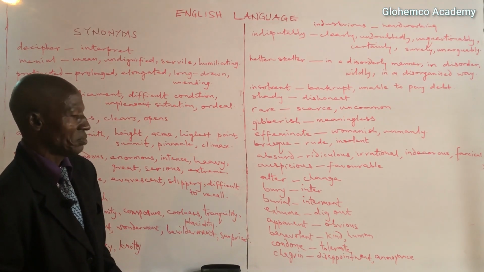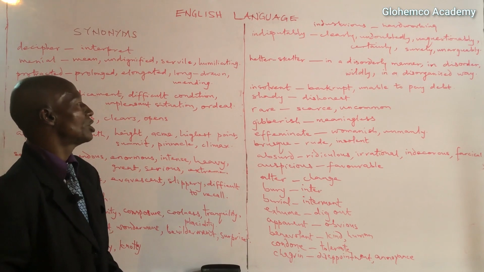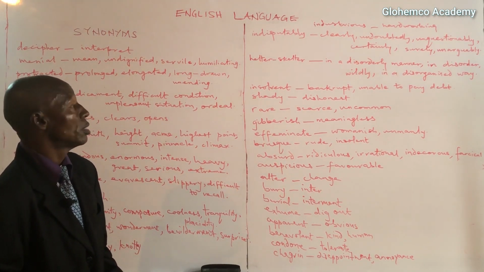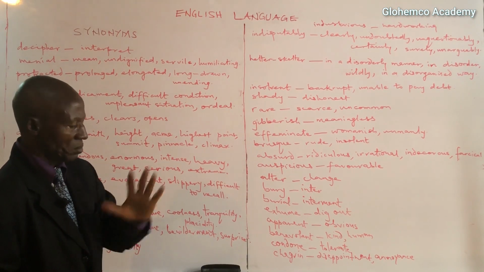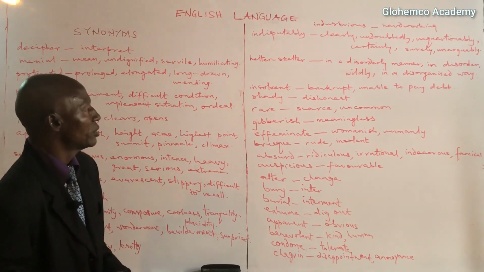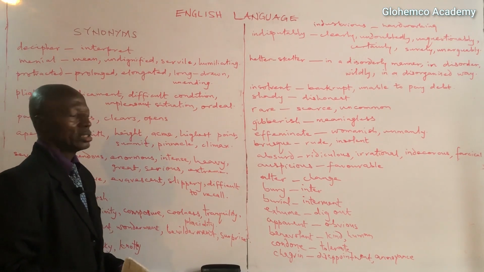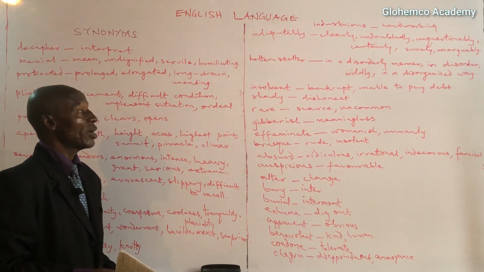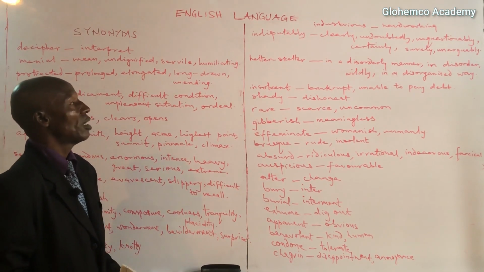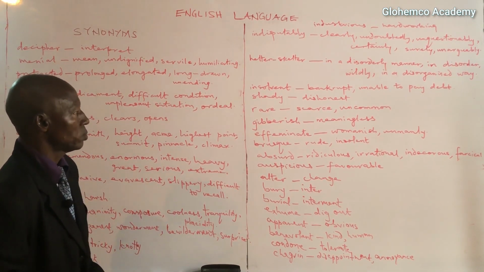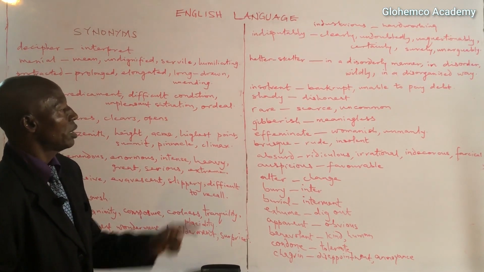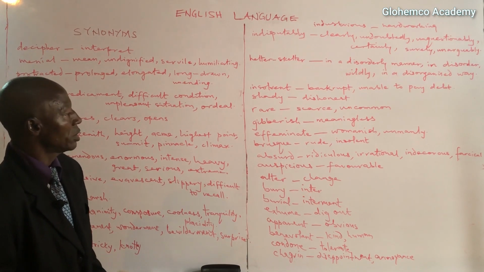Then we have shady: dishonest. I don't want to involve myself in such a shady business. So count me out. I'm not for that. The business is shady. I can't involve myself in it. So shady means dishonest. So we have rare: scarce, uncommon. When you say something is rare, very scarce, very uncommon. Then gibberish. Look at it, gibberish. Meaningless.